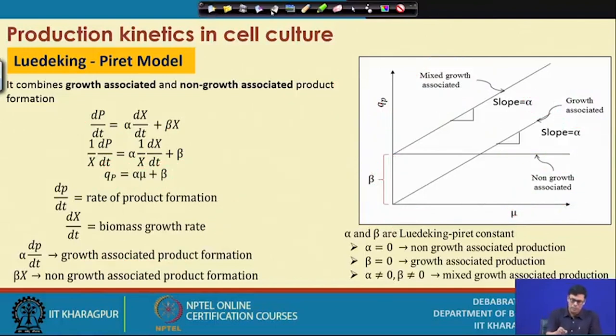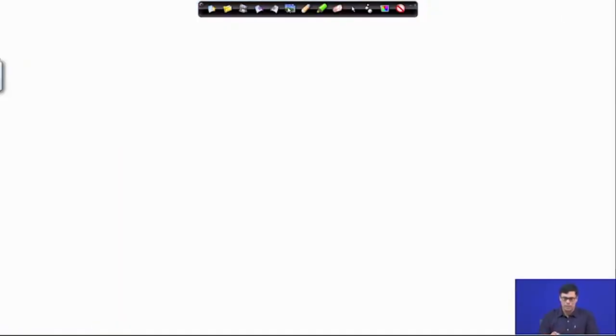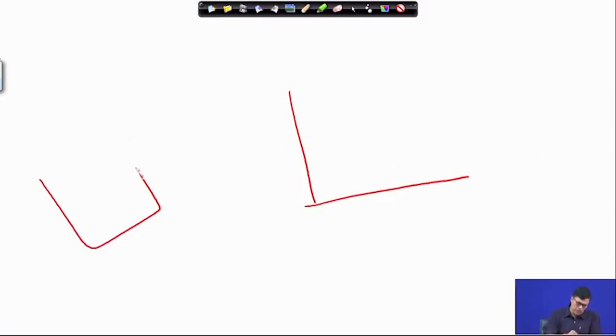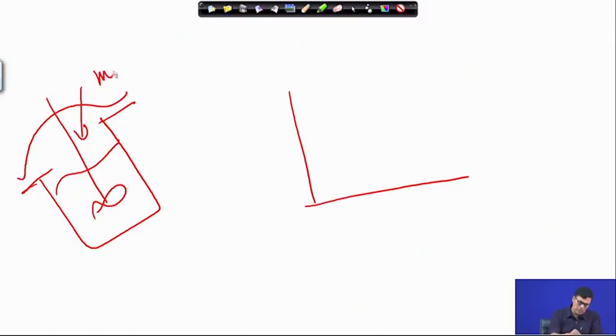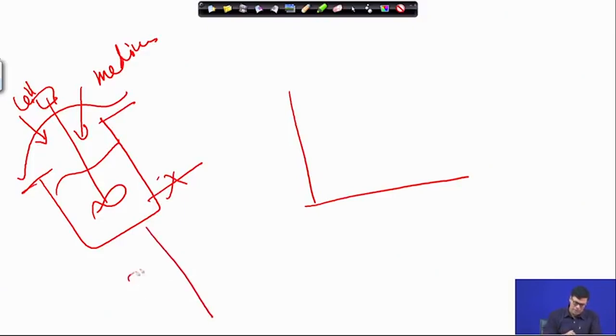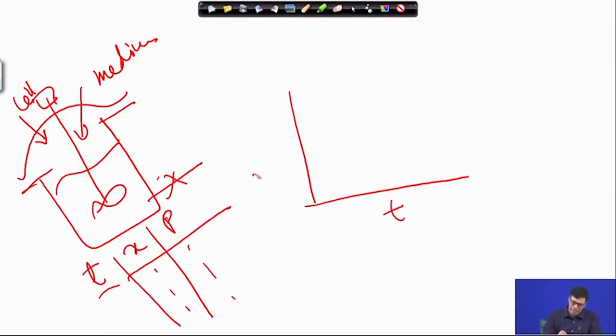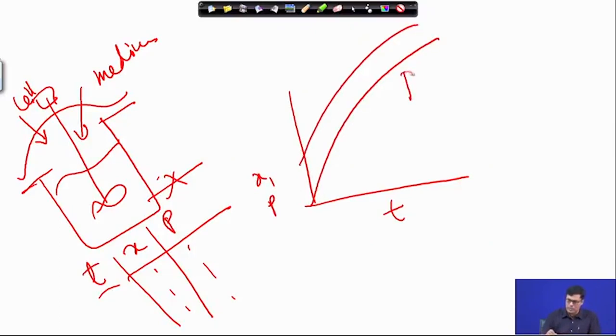Now, the question comes: what are the different examples we have in case of growth associated product and non-growth associated product? What I want to point out, suppose this is a batch fermentation process. Here we first put the media, then we put the cell, am I right? Then from time to time you can draw the sample. So, you can find out the x and p at different times, with respect to time. You plot x and p. So, this is p and this is x. Now, one thing we should remember, the x should be little, it should not be 0.